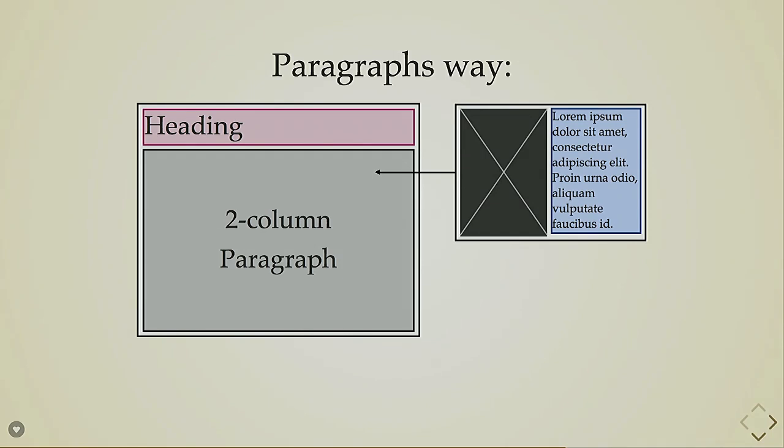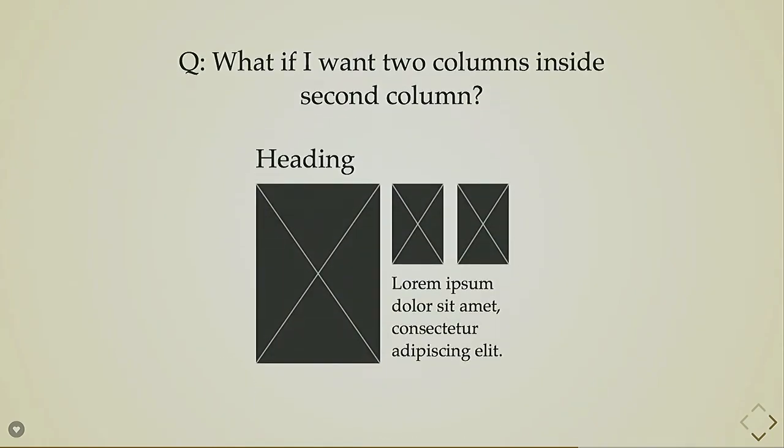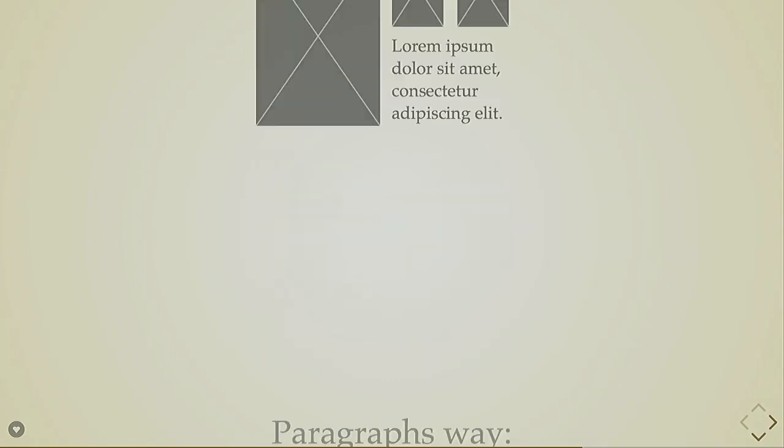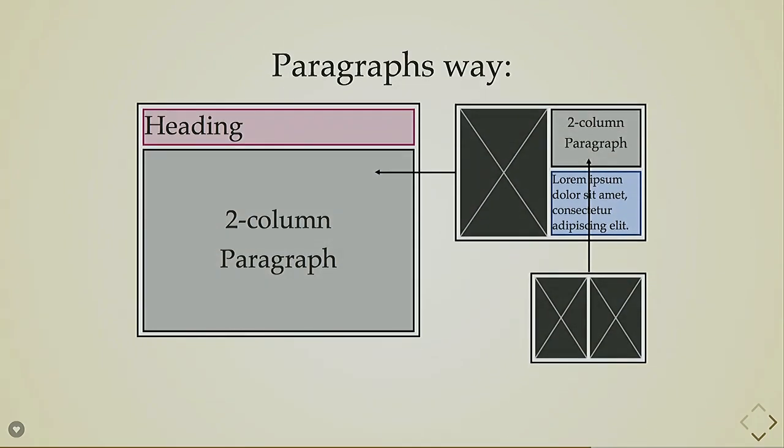So in the end, we will have at least four paragraph types, and we have two layers of nesting here. Okay. But what if we want two columns inside the second column? Again, this is a pretty simple example of a really simple layout, but things are getting harder. Again, we need a paragraph type of two columns here. We should create another paragraph and place it in the second column.